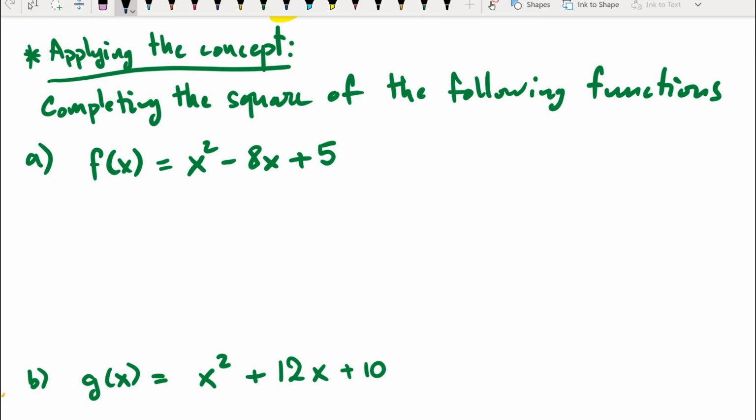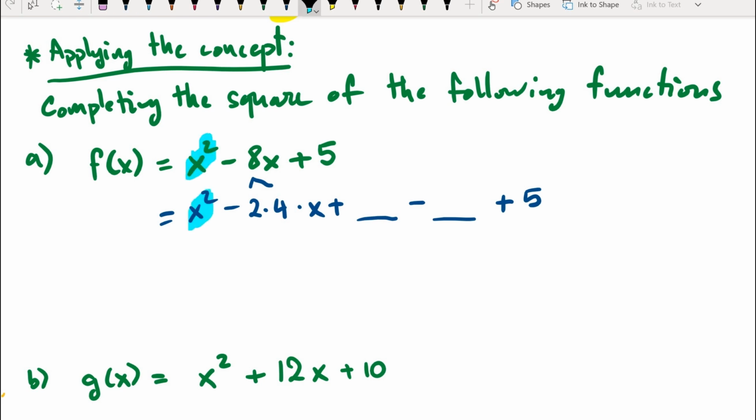Okay, so we're going to apply the concept. f of x equals x squared minus 8x plus 5. So what we realized earlier is you have x squared, and the middle term is the product of the first term, the last term, and 2. So we're going to break down 8 as 2 times 4, which gives you 8x, plus some number to make a complete square, and then subtract some number to balance this out, and then plus 5 at the end. Okay, so let's look back here. So we have x squared as x squared.